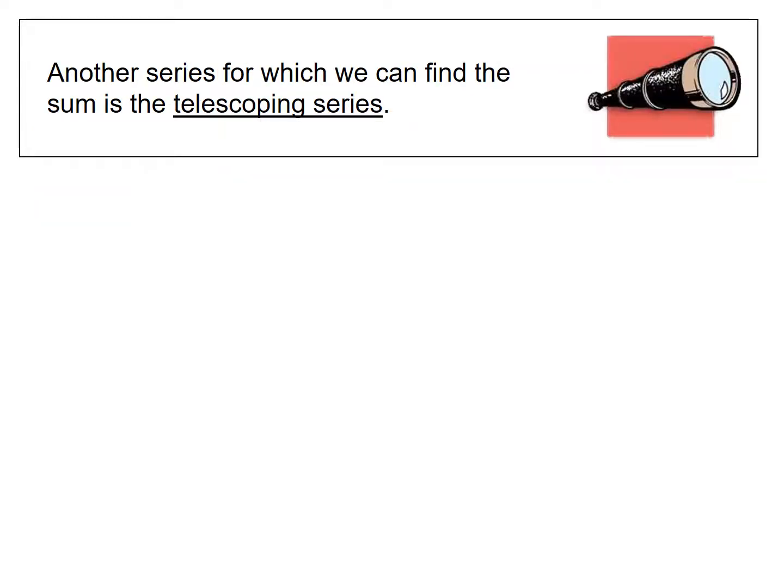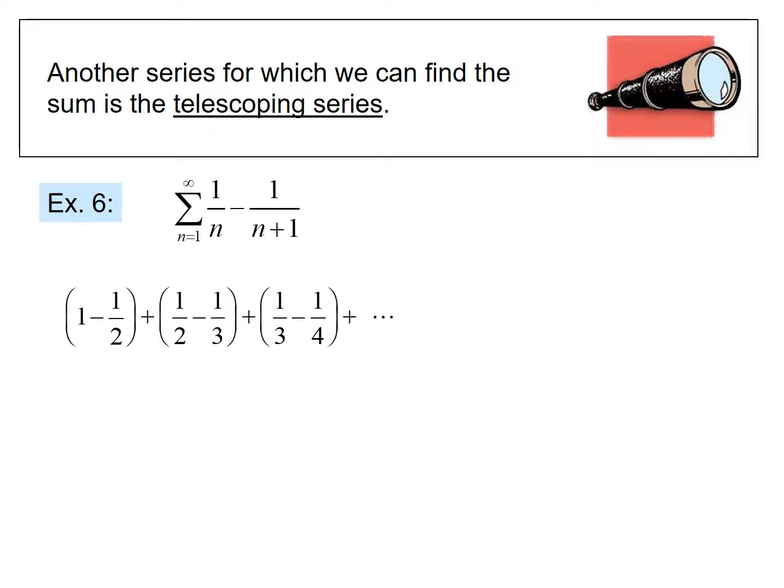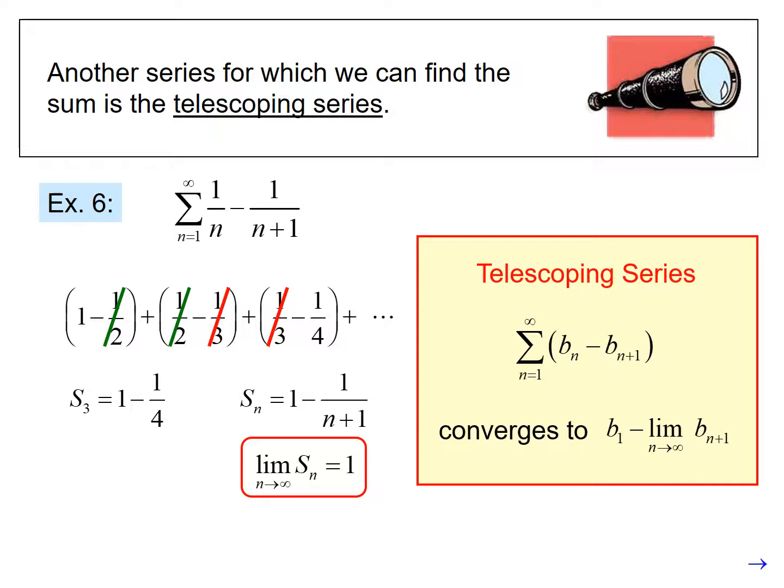Okay, we have a telescoping series, which is a series where the middle terms essentially cancel each other out. So if we expand this series, we get 1 minus a half, plus a half, minus a third, plus a third, minus a fourth, and all of those middle terms cancel each other out. If we look at the nth term, well, that last term that's not canceling out is getting closer and closer to 0, so this series adds up to 1.